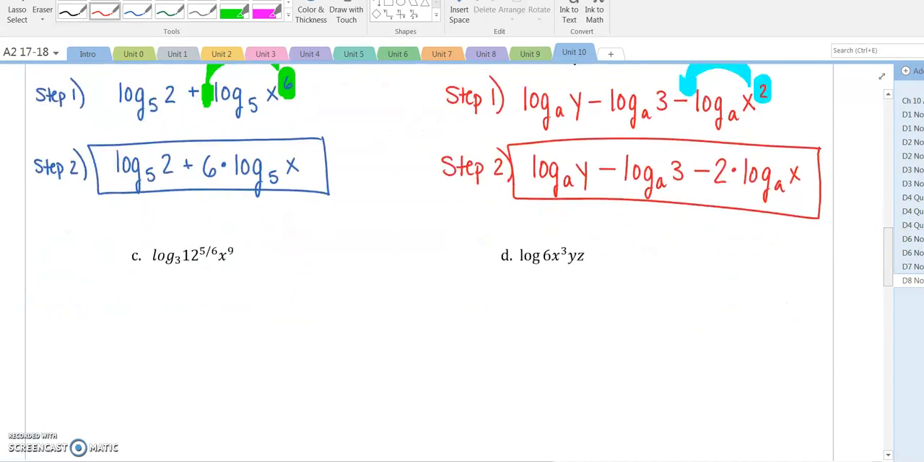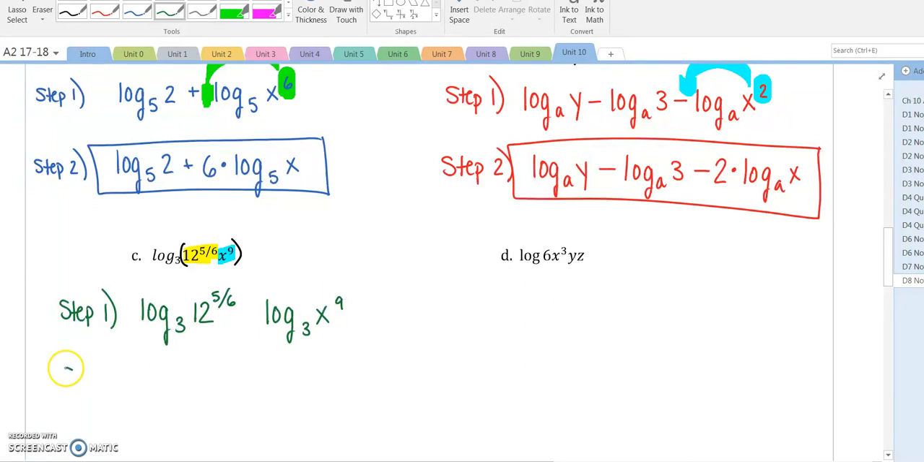Okay, let's try it again in letter C. So, letter C, same thing. The first thing I'm going to do is look inside my log and figure out how many logs I'm going to expand this out into. So there's a 12 to the 5/6, and there's an x to the 9th. So each one of those is going to get its own log. So it'll be log base 3 of 12 to the 5/6, and log base 3 of x to the 9th.